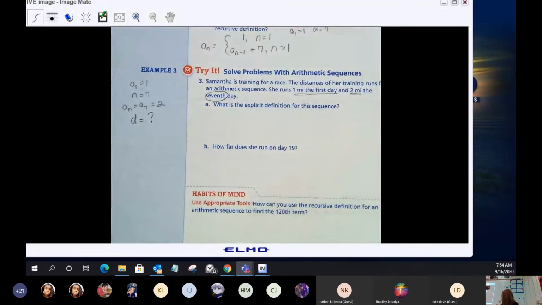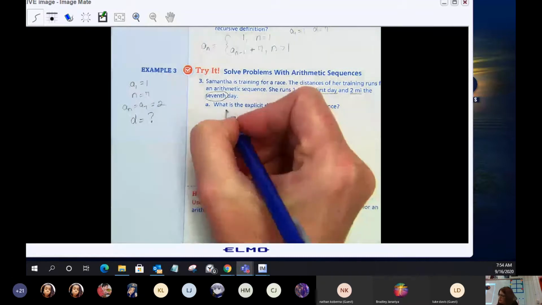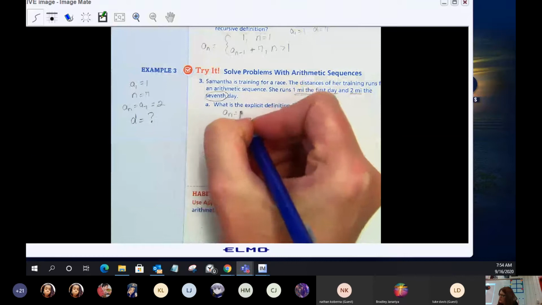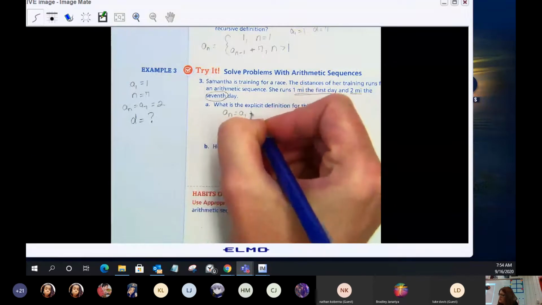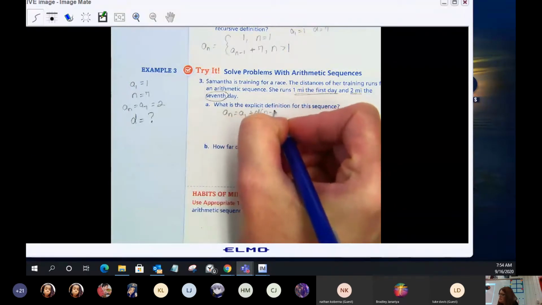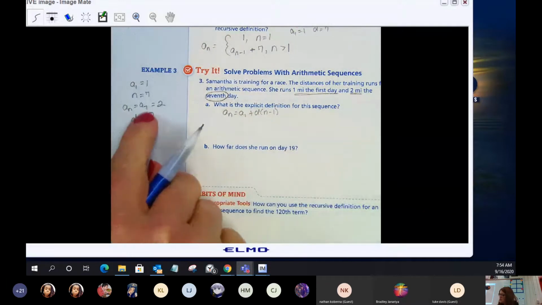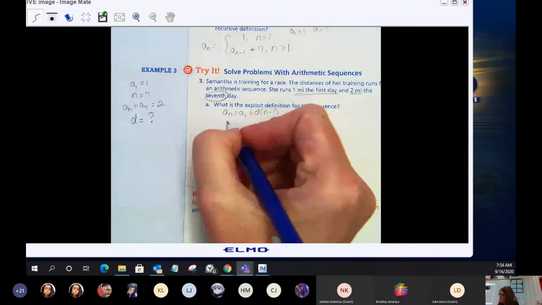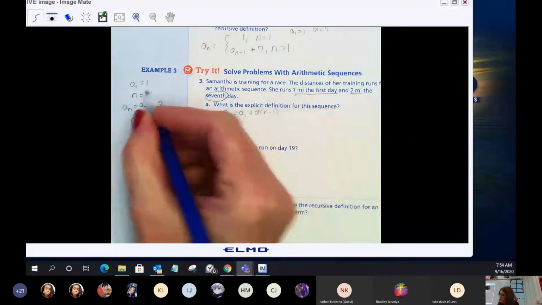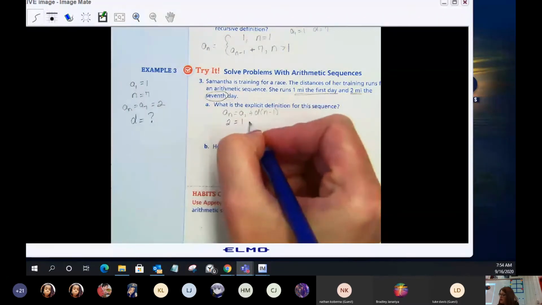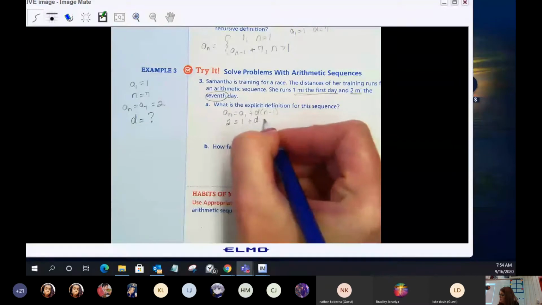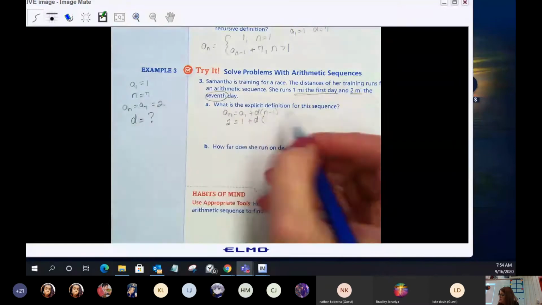So let's write the explicit definition. So again, going back to the general form, a sub n equals your first term a sub 1 plus d times n minus 1. We're going to plug in what we know. My final term right now, which is going to be the 7th term, is 2. My a sub 1 is 1. I do not know what d is, but I know n equals 7.